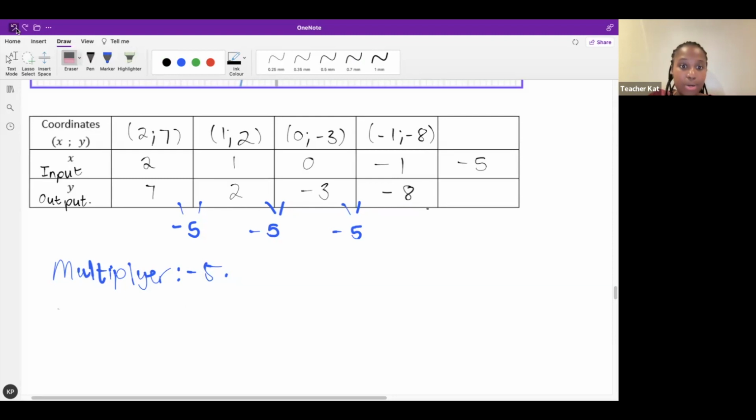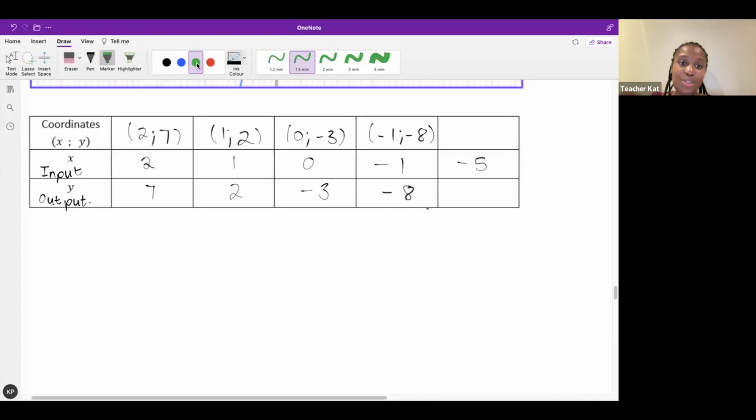So actually, no, I'm going to rewrite that. Remember, we go from smallest to biggest. My table was supposed to be filled in from smallest to biggest, not biggest to smallest. So actually, we are going that way. My table's going that way because it's supposed to start with -1. Let me write them the correct way around as to not confuse us. -1, 0, 1, 2. So -8, -3, 2, 7.